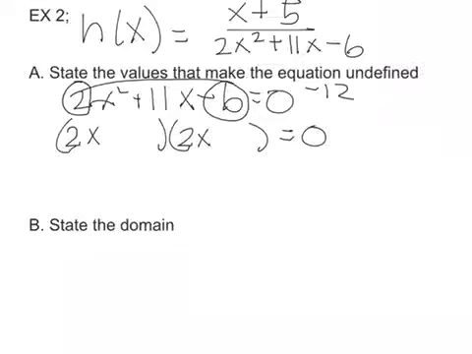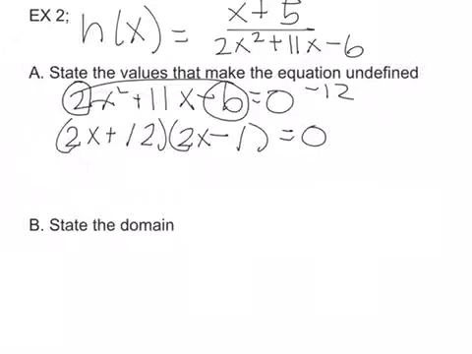Now I'm going to think of two numbers that add to 11 and multiply to negative 12. Well, I think I can use 12 and 1. Since it has to multiply to a negative, one's going to have to be negative and one positive, and it has to add to positive 11, so the 12 will have to be positive. Okay, so (2x plus 12), (2x minus 1).